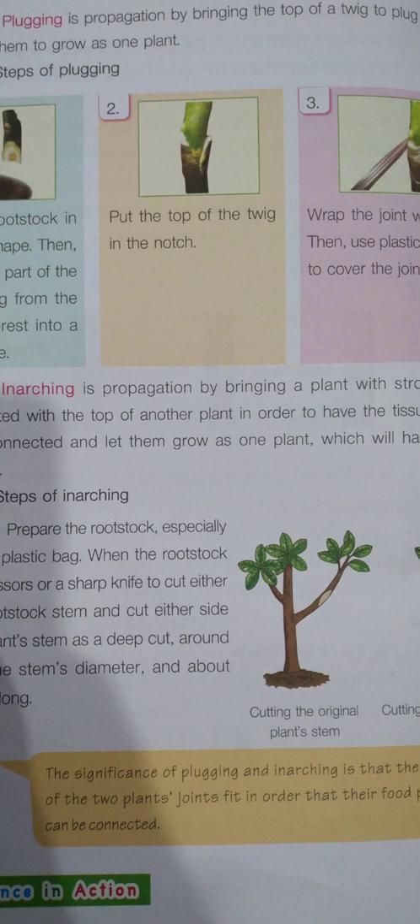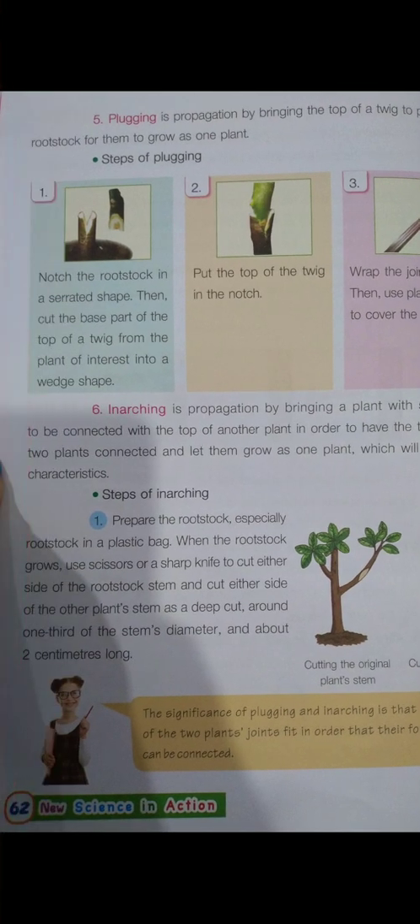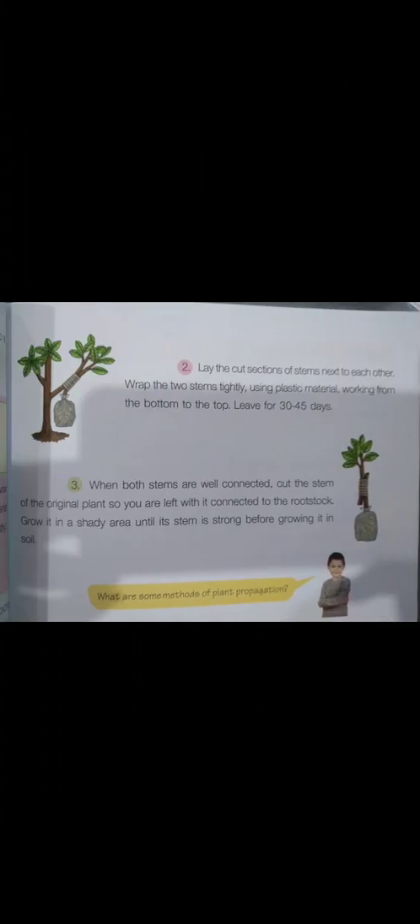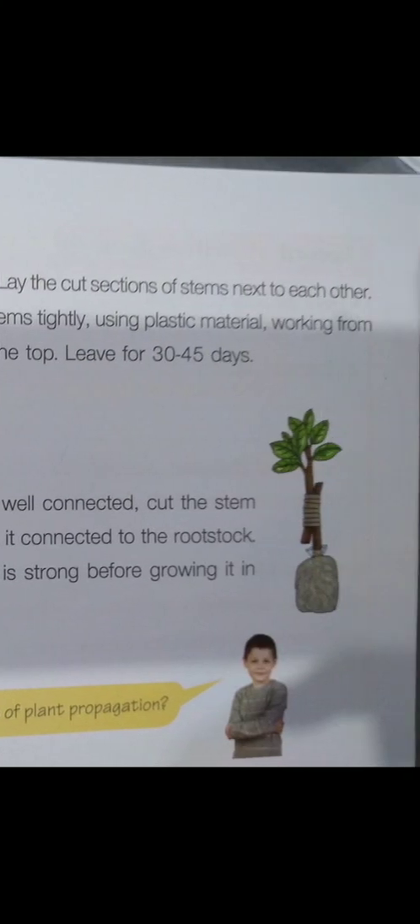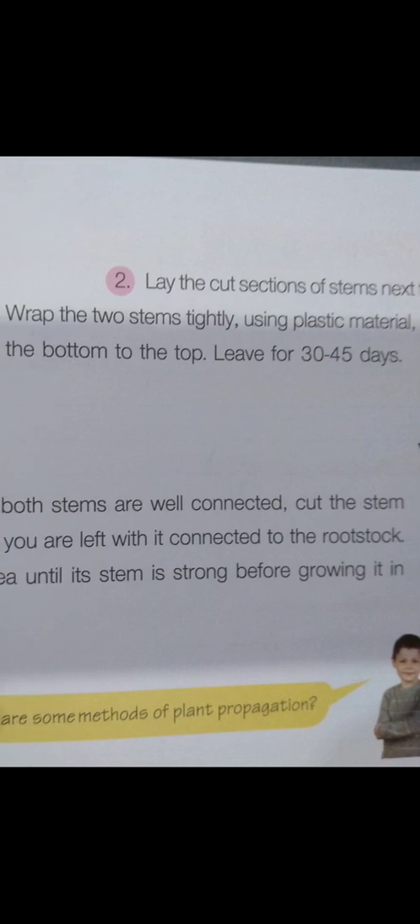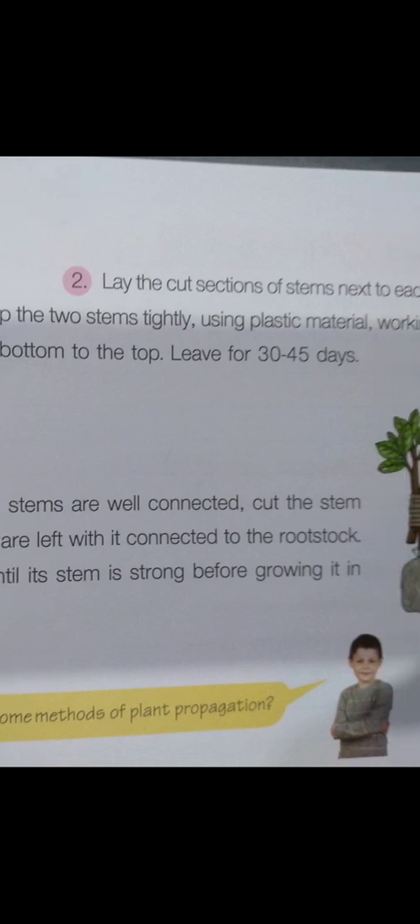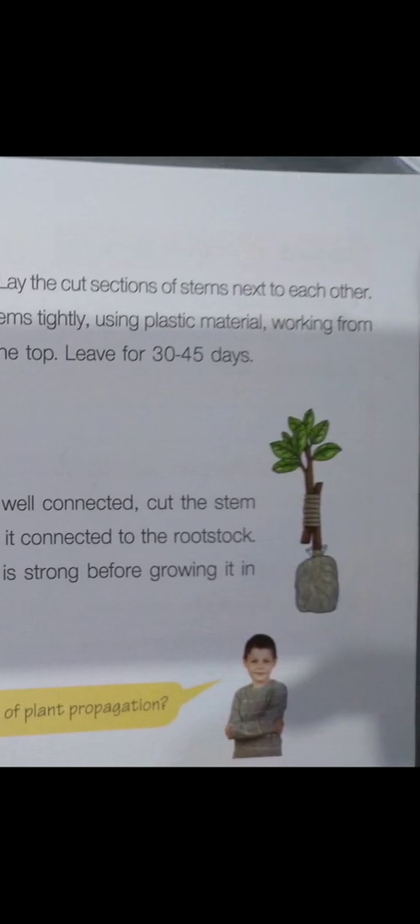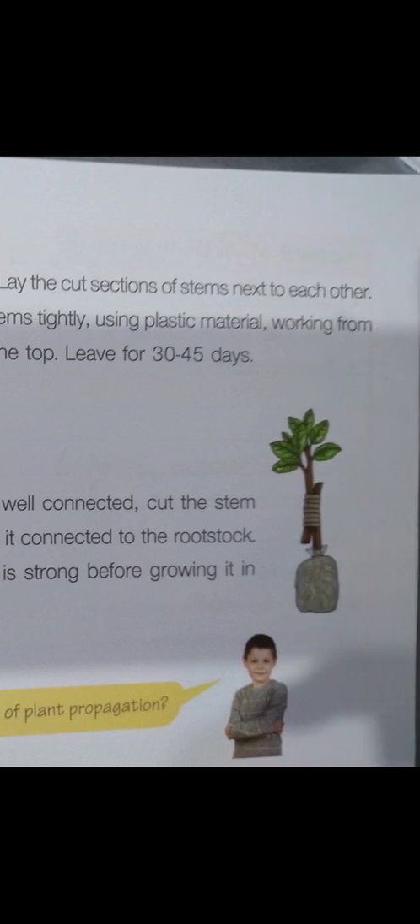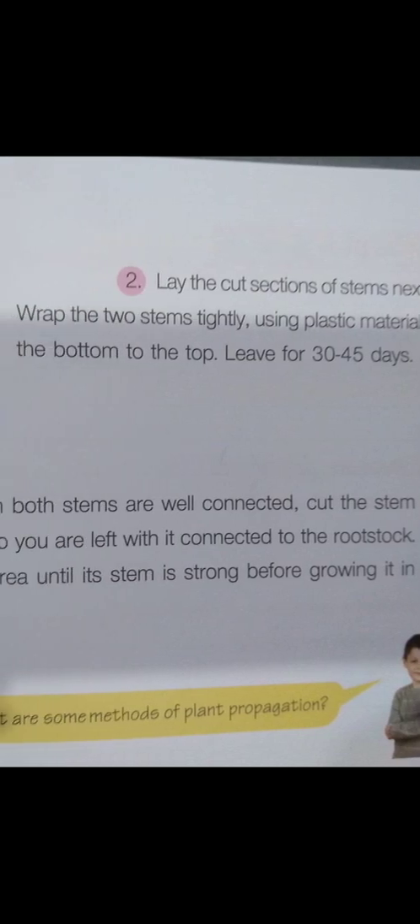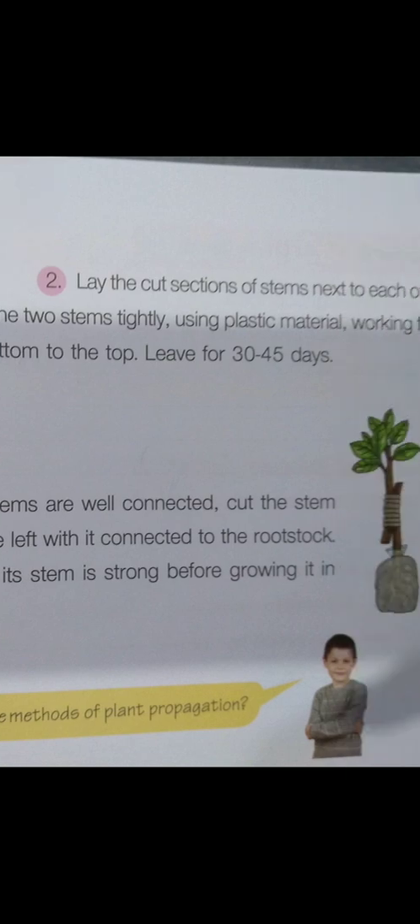Now please open your book on page 63. This is the continuation, the second steps of inarching. Number two, lay the cut sections of stems next to each other. Wrap the two stems tightly using plastic material, working from the bottom to the top. Leave for 30 to 40 days.